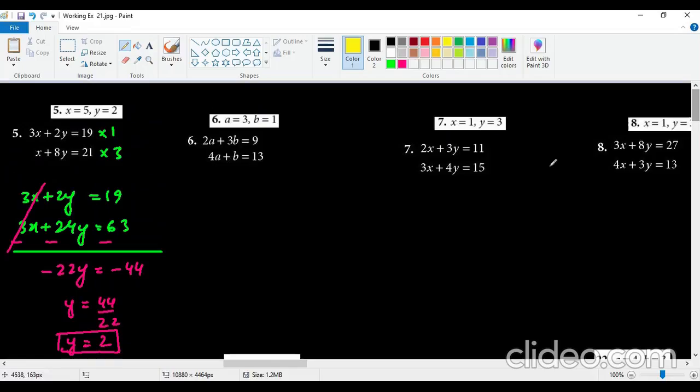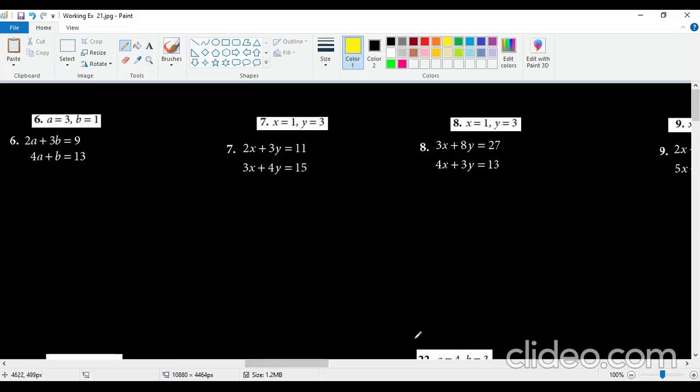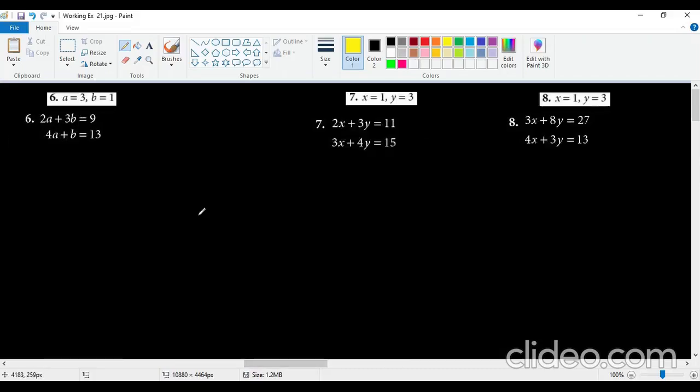Moving on to question number 6. If you notice in question number 6, it says 2a plus 3b equals 9 and 4a plus b equals 13. So if I multiply the first equation by 4 and the second equation by 2, they are going to become 8. And I have another choice also. I can multiply this equation by simply 2 and this equation by 1. So my problem is going to be solved.